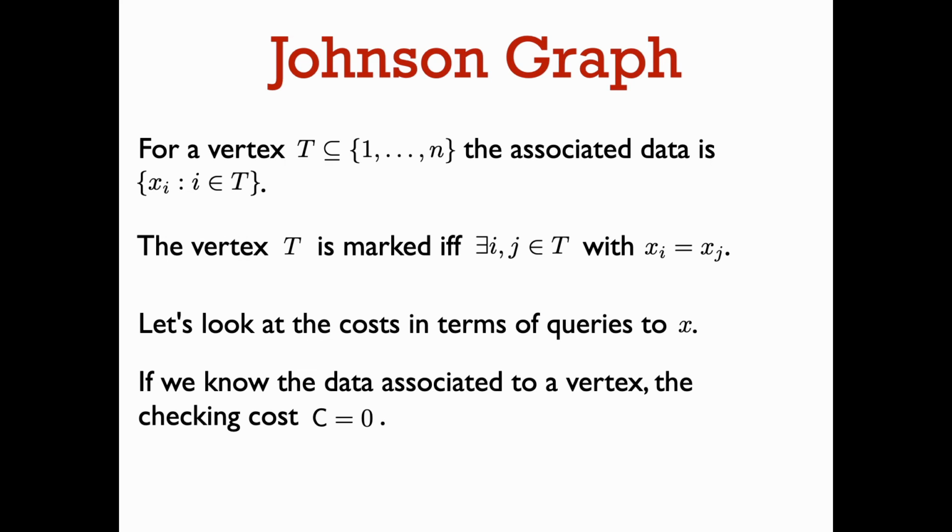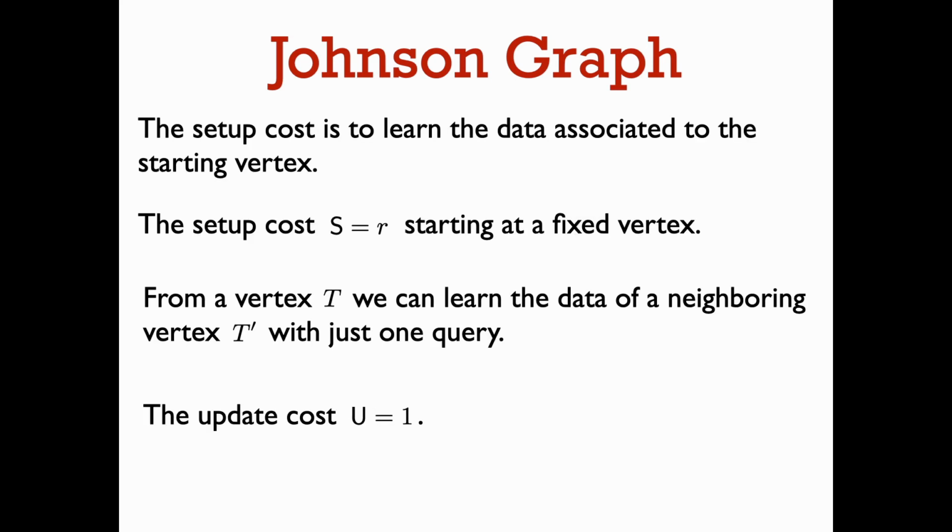Remember that the vertices of the Johnson graph are subsets of 1 through n of size r. For a vertex labeled by the subset T, the associated data is the values of x_i for i in T. We say that a vertex T is marked if there are i and j in T that are distinct and such that x_i equals x_j. Thus, a vertex is marked if it witnesses that x has a repeated letter. If we already know the data associated to a vertex, then the checking cost is 0. The setup cost is r because it takes us r queries to x to learn the values of x in a subset of size r.